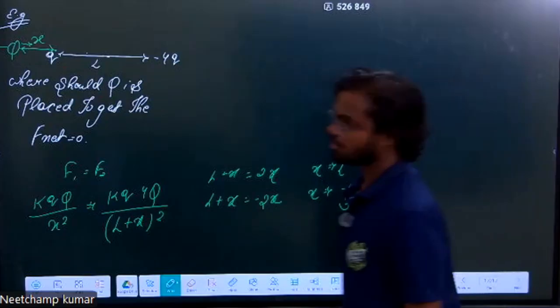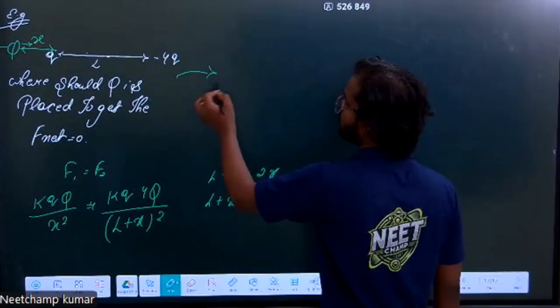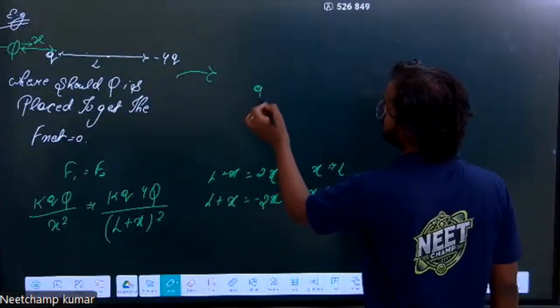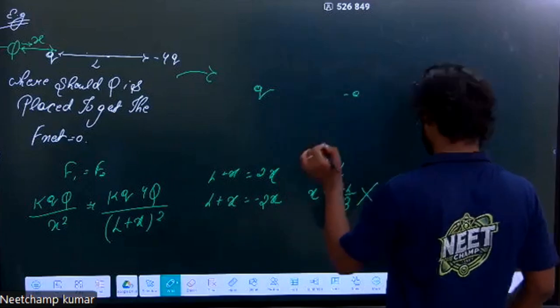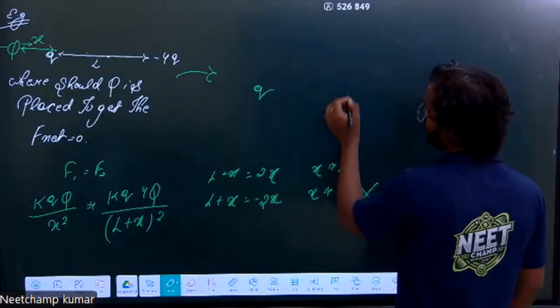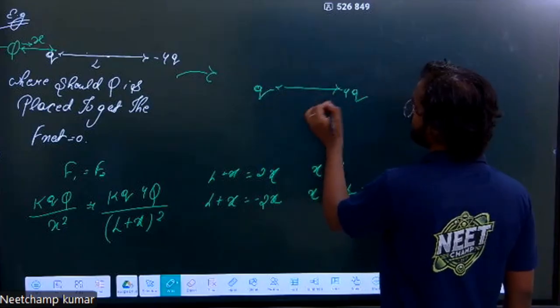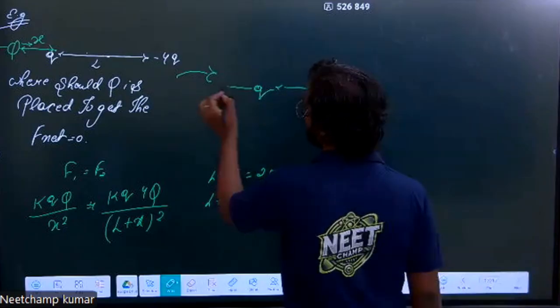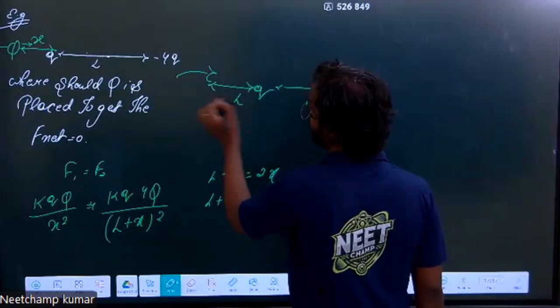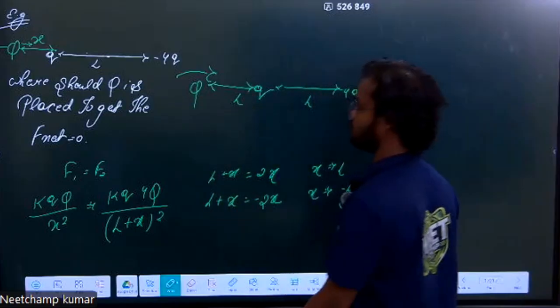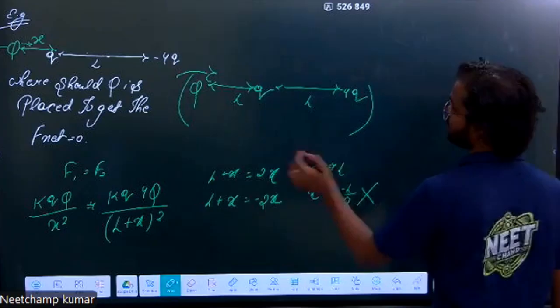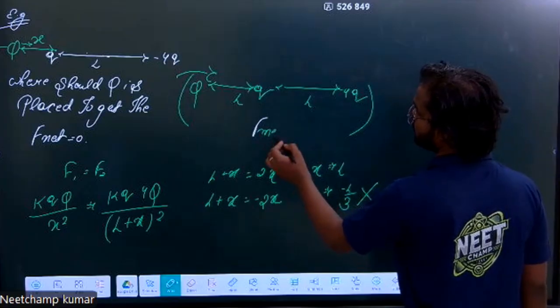So we will get X is equal to L. So what is the final configuration we will get? The configuration is like this. This is Q, this is minus 4Q, and the distance is L, and again at a distance of L we have to keep our charge Q, and this is our final configuration for F net equal to 0.